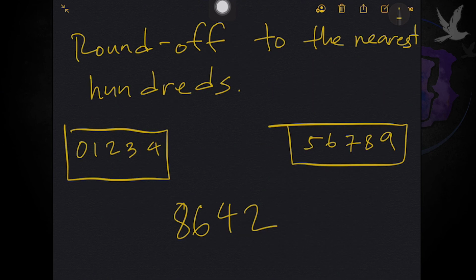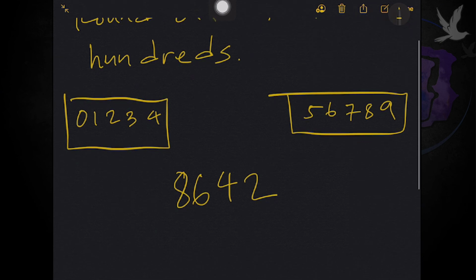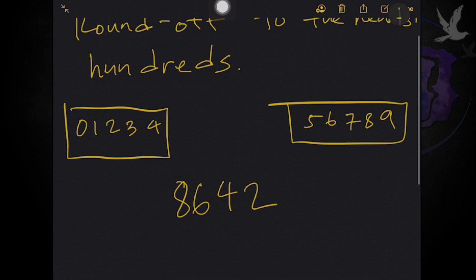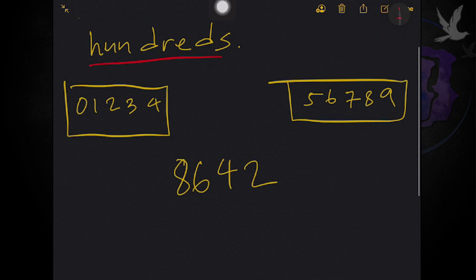Okay, in this case, we have a direction saying round off to the nearest hundreds. Placing our group of friends again, we have 0, 1, 2, 3, 4 and 5, 6, 7, 8, 9. We have the number 8,642. But take note that what is asked is hundreds, which is this one.